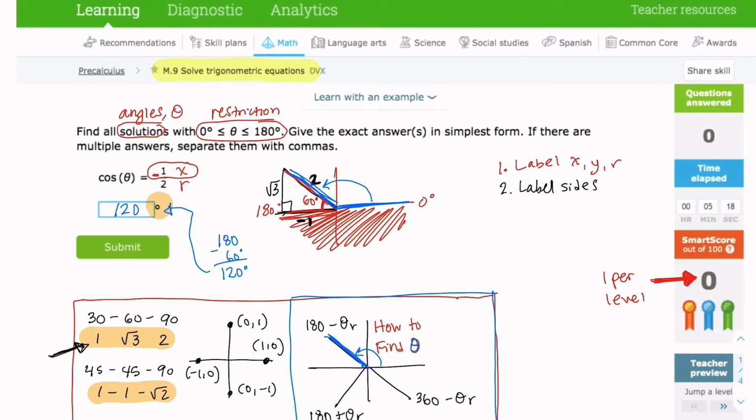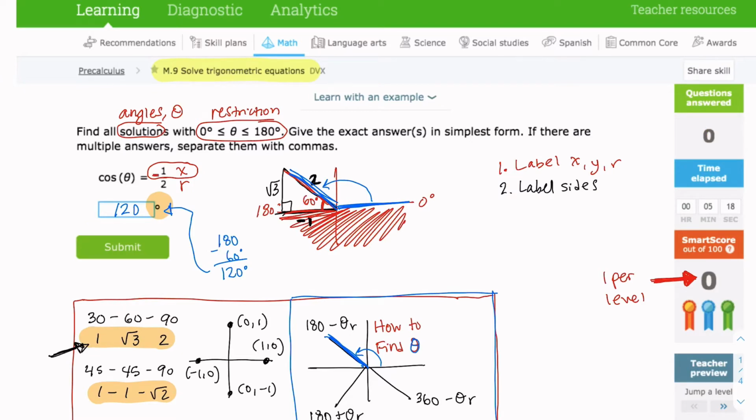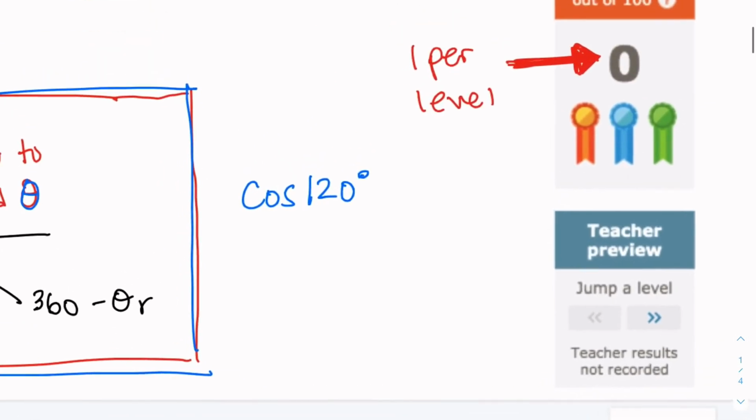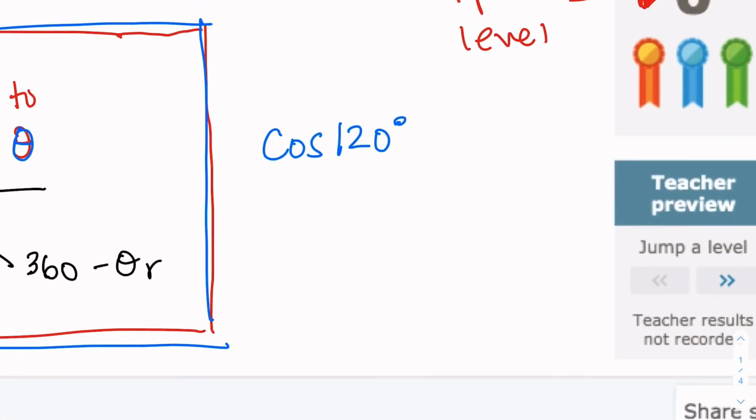Now, don't take my word for it. We're going to prove to you that that's true. So we're claiming that if we took cosine of 120 degrees, we would get -1/2. Okay, that's the claim, but let's try it from scratch. So first, let's draw 120. 120 is in quadrant 2, and to find this angle, I do 180 minus 120.